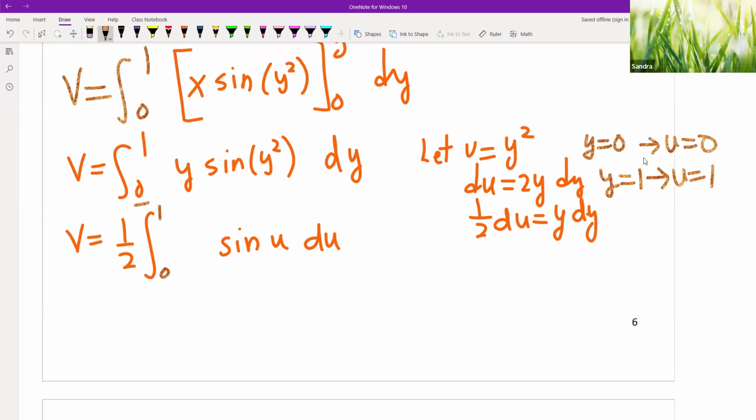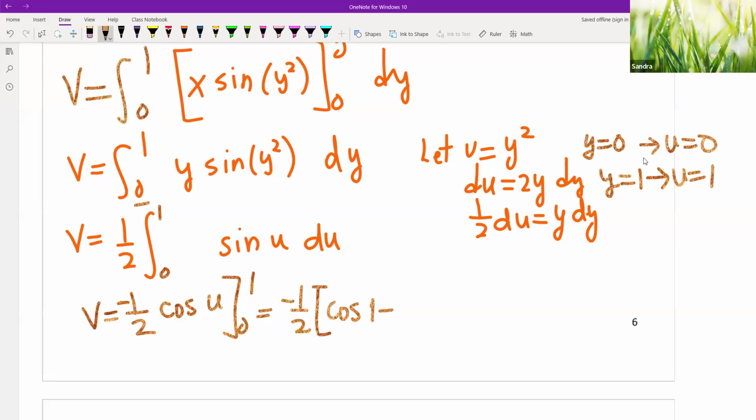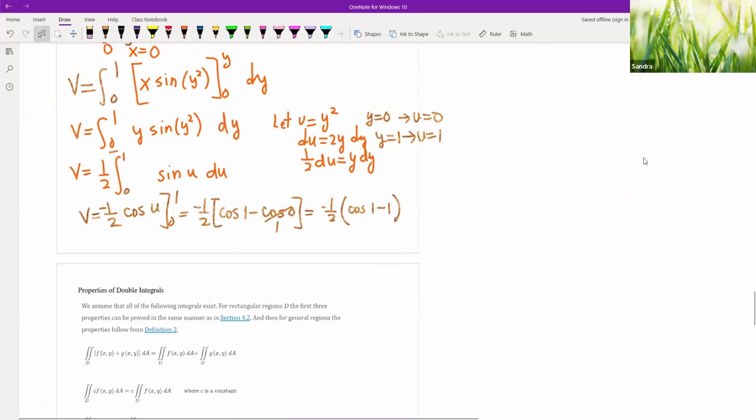All right, so then the volume here is going to be 1/2. The antiderivative for sine happens to be negative cosine from 0 to 1. So this would be cosine of 1 minus cosine of 0. Cosine of 0 happens to be 1. And we don't know what cosine of 1 is. So then I can just leave it as negative 1/2 cosine of 1 minus 1. That will be the final answer.